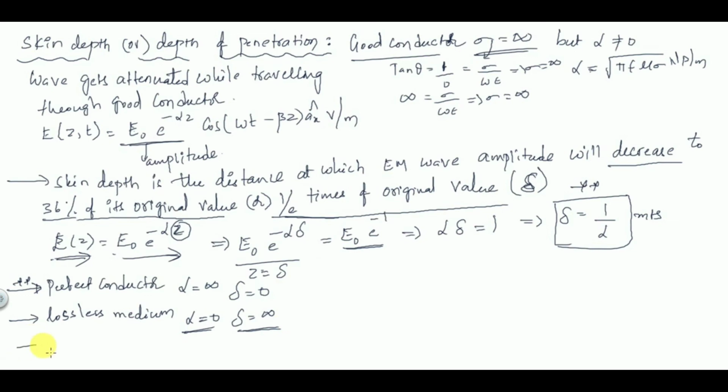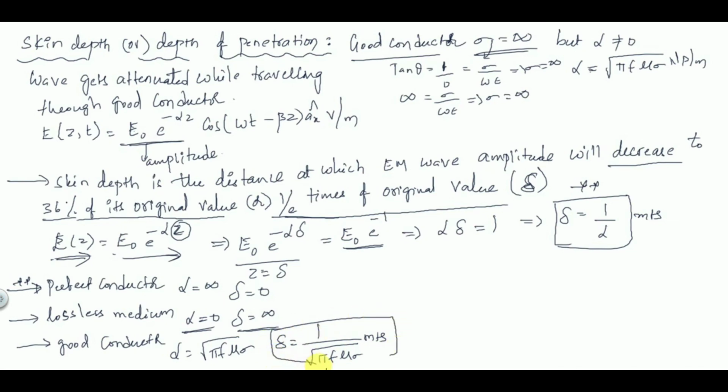Similarly, for a good conductor, what is the alpha value? Alpha is equal to root of pi f mu sigma. So del is equal to 1 by root of pi f mu sigma, in meters. This is the value of del in the case of a good conductor. For different media, you just have to remember the value of skin depth. For all the competitive exams, these points are very important.